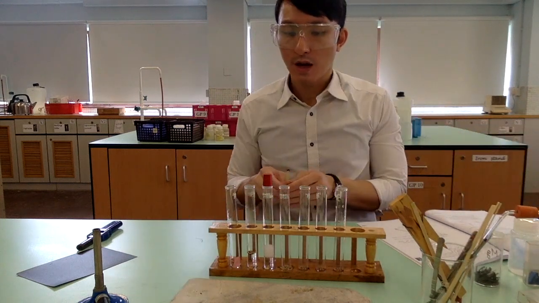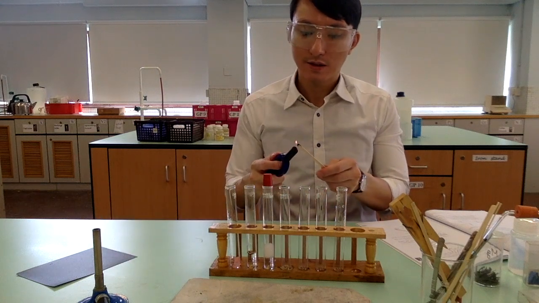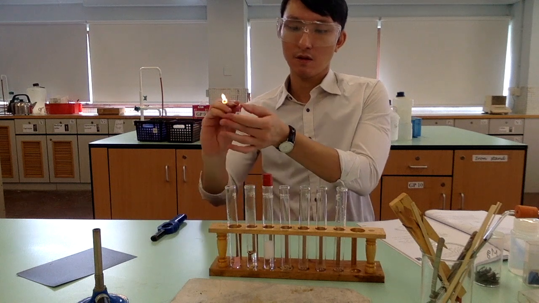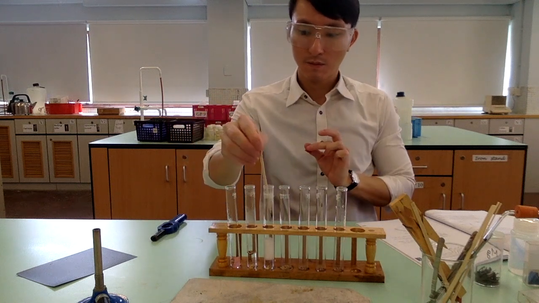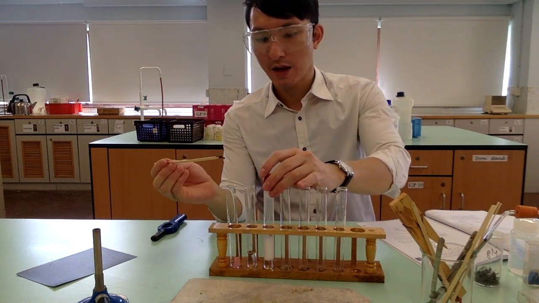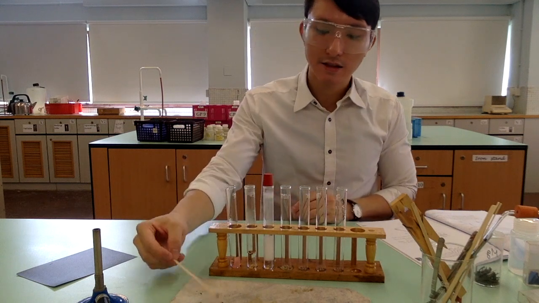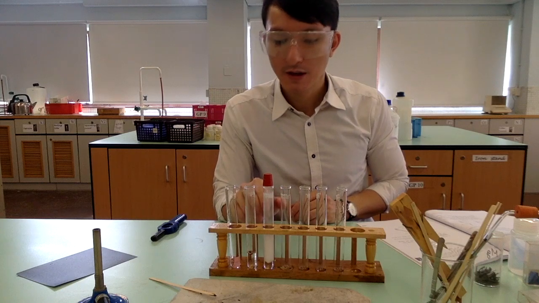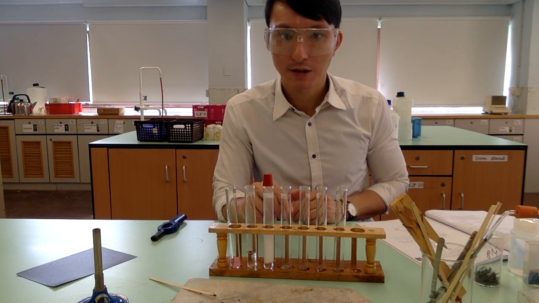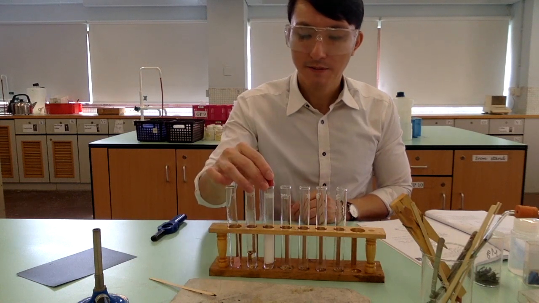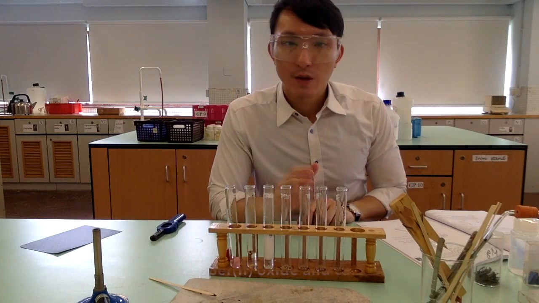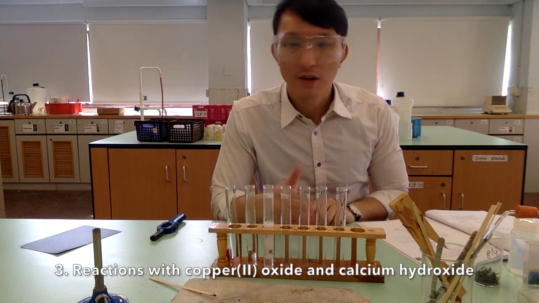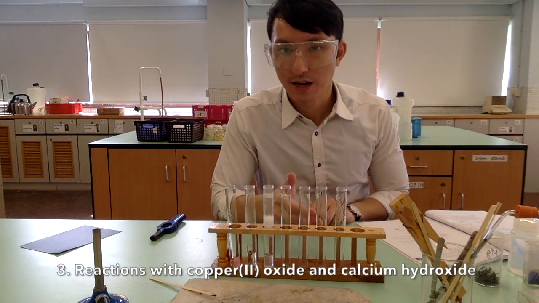And we will perform a burning splint test with this test tube again. As you can see, again, we are having a pop sound, meaning that it is also hydrogen being produced in the reaction of calcium and hydrochloric acid. Okay? So next, we are going to study the reaction between acid and metal oxide, and also acid with metal hydroxide.